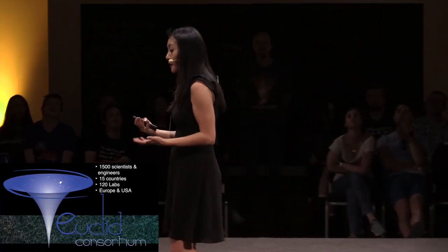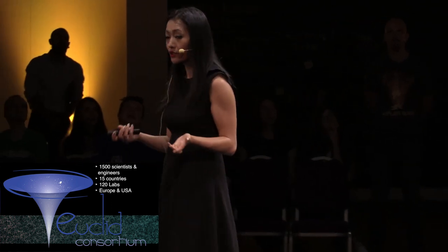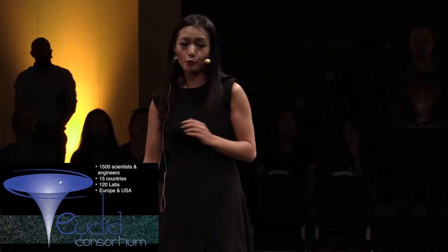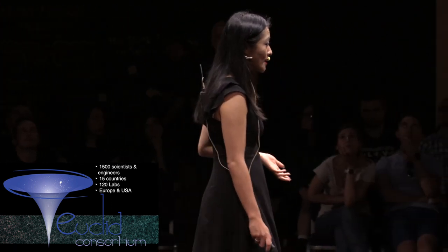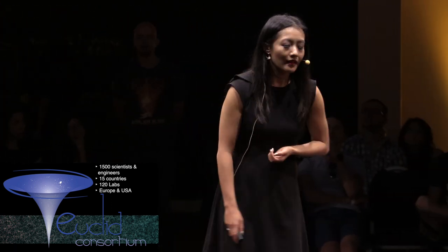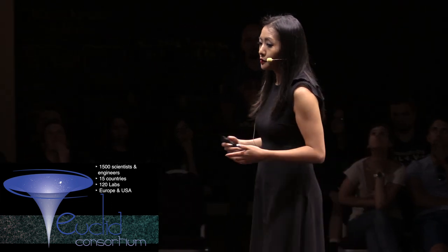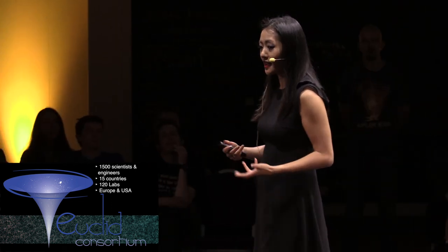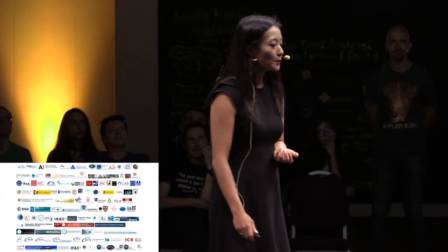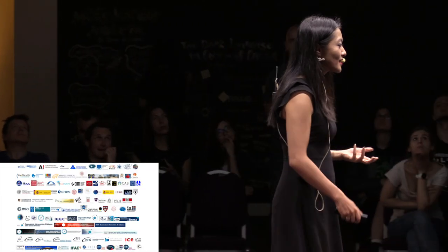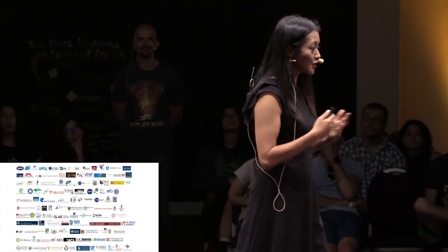The people who will deal with this is the Euclid Consortium. It's about 1,500 scientists and engineers from 15 different countries in the US and in Europe. They're responsible for processing the scientific data and producing scientific results. These are the kind of people involved. This is the largest collaboration in astronomy.